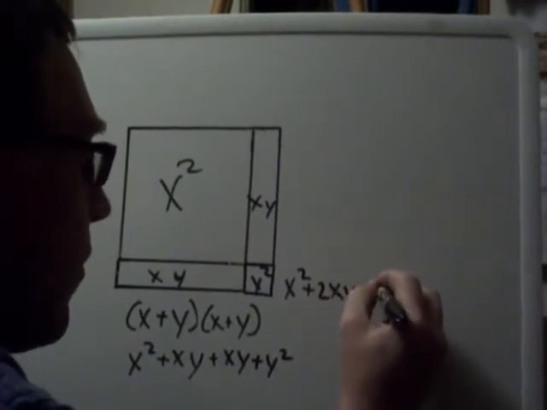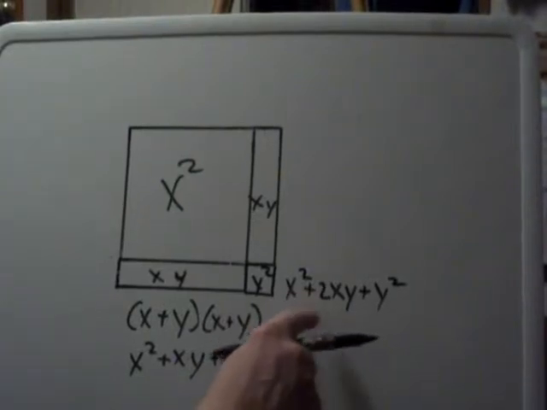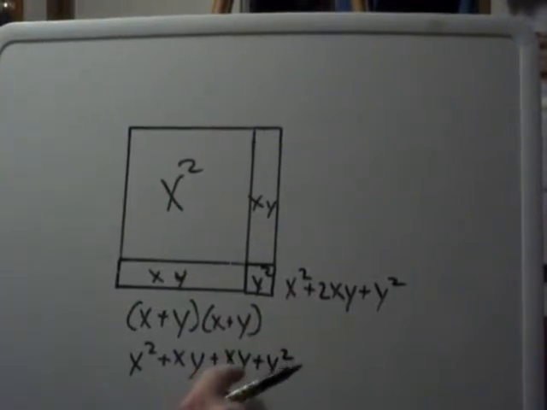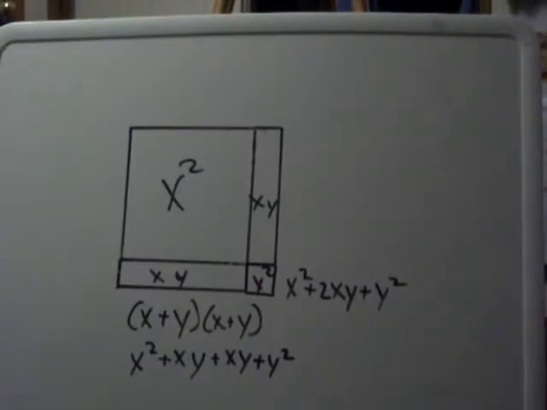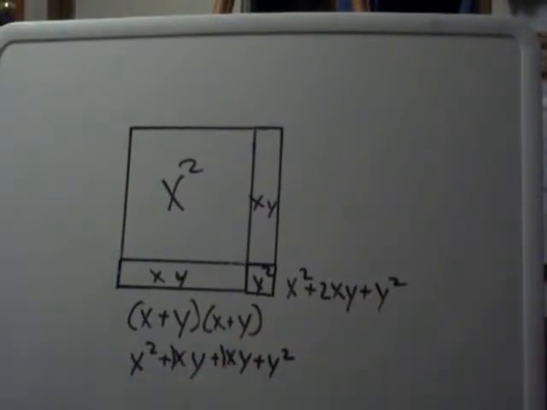2xy plus y squared. Now, where do we get the 2xy? Well, xy plus xy is 2xy. That's what it is. Because basically you have a number 1 here, and you have a number 1 here. That's 1xy, 1xy. Well, 1 plus 1 is what? It is 2. That's where we get this.